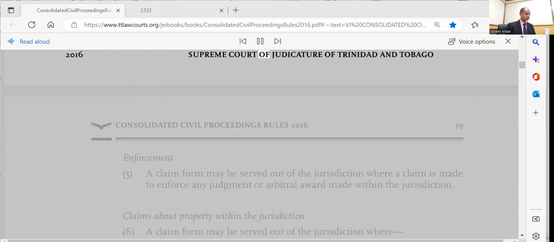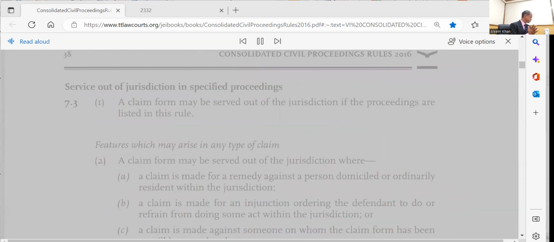2016 Supreme Court of Judicature of Trinidad and Tobago. Consolidated Civil Proceedings Rules 2016. Service out of jurisdiction in specified proceedings. 7.3 (1) A claim form may be served out of the jurisdiction if the proceedings are listed in this rule. Features which may arise in any type of claim.